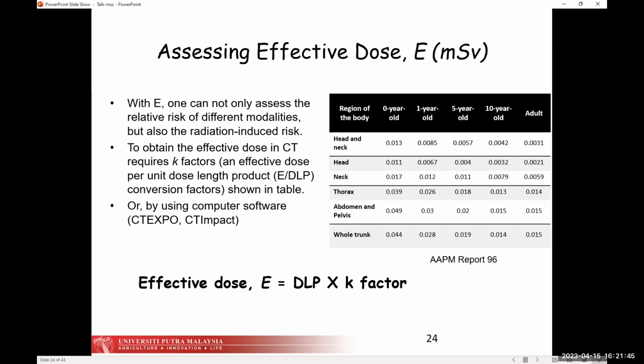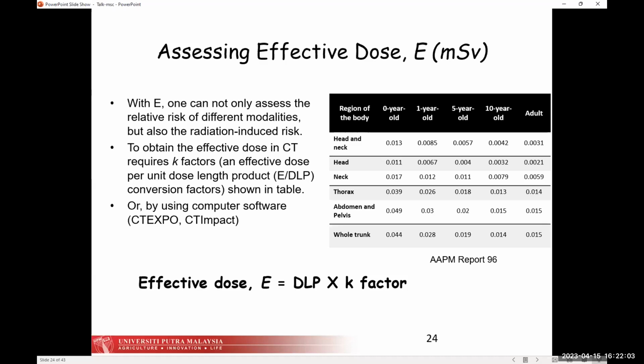What we need is the dose length product, multiplied by the K factors. There are a number of K factors developed by different authorities. Here I show you the K factors, which are taken from the AAPM report 96.